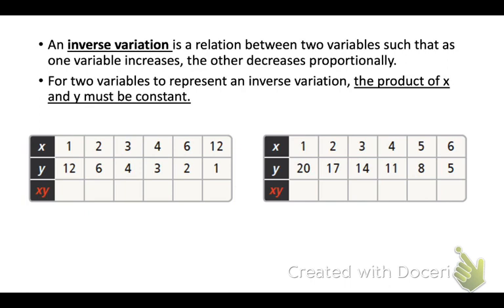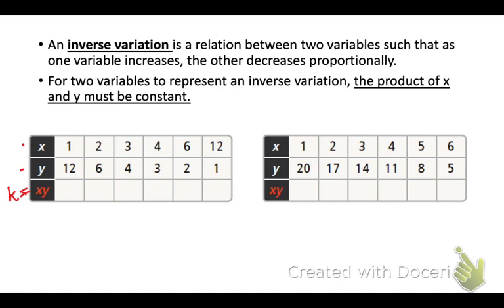What did they give you in these tables? X's, Y's, and what's the bottom one? X, Y. XY. And what does XY equal? K. Yeah. So all you're doing is finding a constant of variation. They're all equal 12.